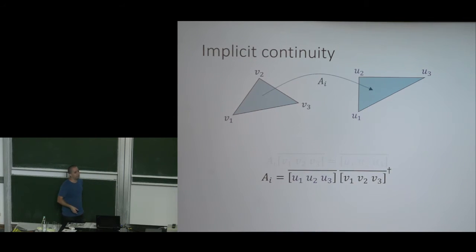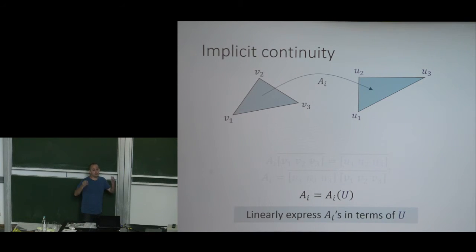Ignore the technical details for a moment. This means that Ai, the transformation, is a linear function of the U's. Note that the V's, which are the source vertices, are constants, and the target vertices are the unknowns. The target locations are the unknowns, which means that this is a linear function of the target vertices, or the target locations. So we linearly express the differentials, or these linear transformations, in terms of the target location of the vertices, denoted here by U.